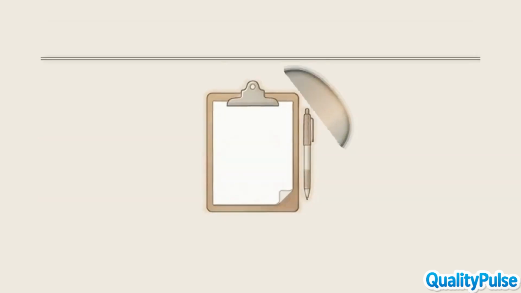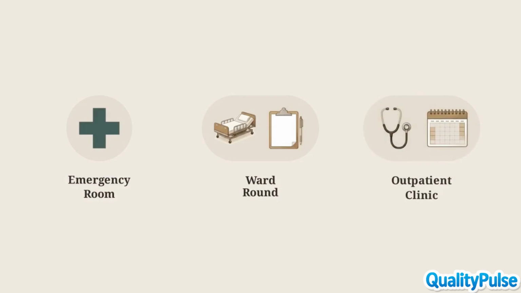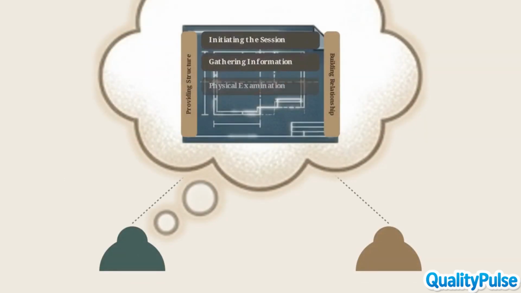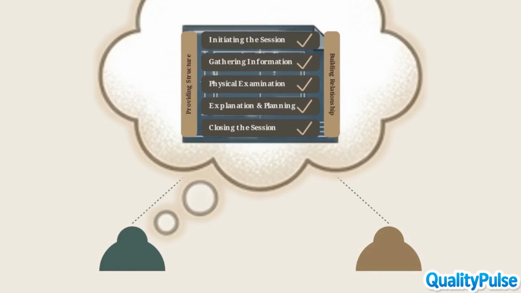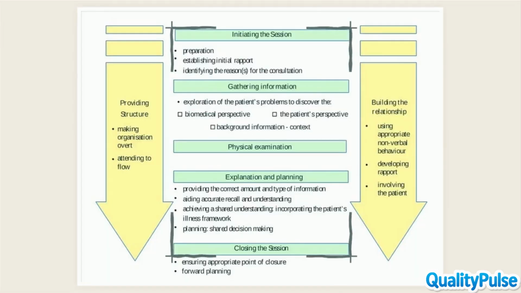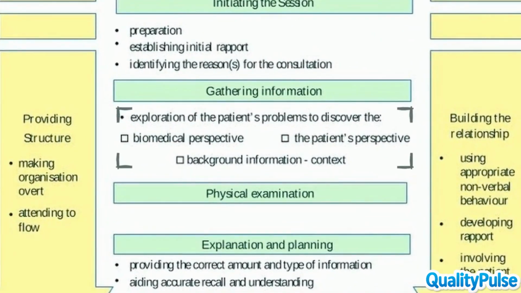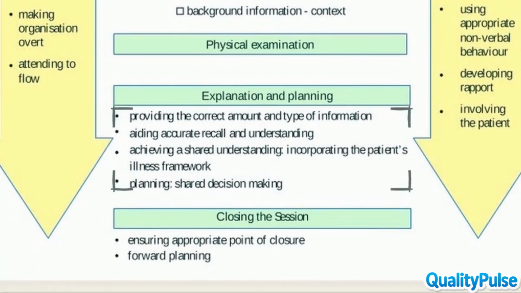Keep in mind, the Calgary-Cambridge framework is a flexible guide, not a rigid script. You adapt it to the specific needs of the emergency room, the ward round, or the outpatient clinic. Its real power is providing a shared, objective language to practice and assess clinical communication. This is the expanded framework. It breaks down those 5 broad phases into specific, actionable process skills, like picking up cues and using internal summaries. You can download a high-resolution version of this diagram in the video description to use as a clinical cheat sheet.